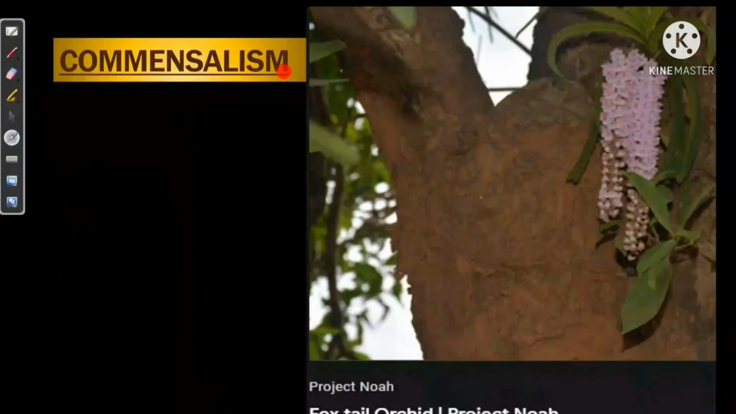The next type of population interaction is called commensalism. In commensalism, one of the species will be getting benefit. So it will be positive for them. The other species is neither benefited nor harmed. So it will be a neutral relationship for the second species. For example, in case of orchid here, this is an epiphyte. Orchid is an epiphyte.